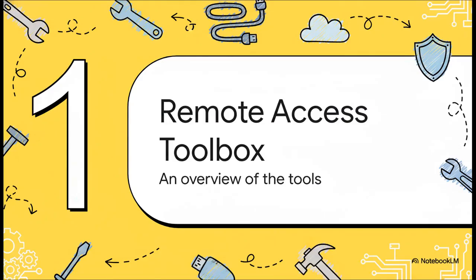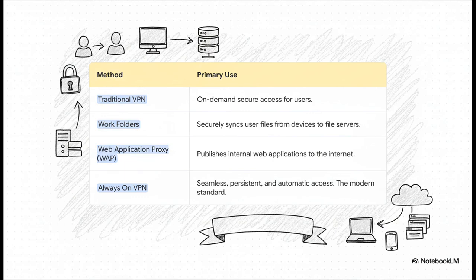First up, let's open up that toolbox and see what Windows actually offers for remote access. Because, as you'll see, it's definitely not a one-size-fits-all situation. So Windows gives you a few different ways to tackle this. You've got your traditional VPN, right? The one where the user has to click a button to connect. Then there are things like Work Folders, which are great for just syncing files, and the Web Application Proxy for publishing specific web apps. But really, the modern standard, the one we're going to zero in on today for that seamless experience, is right there at the bottom, Always On VPN.